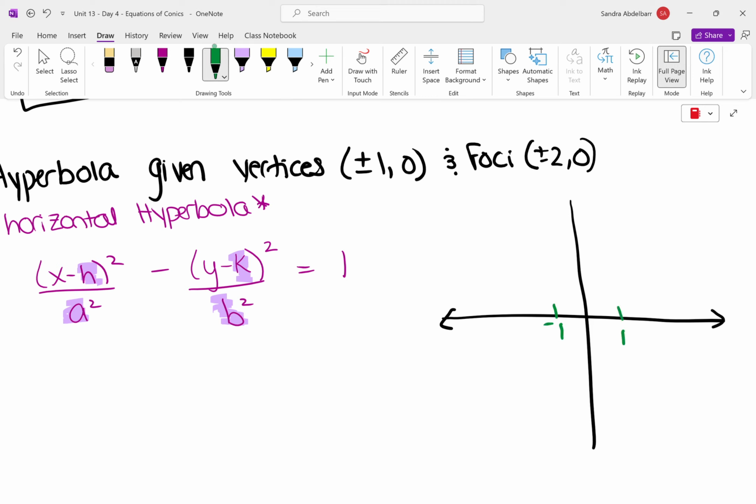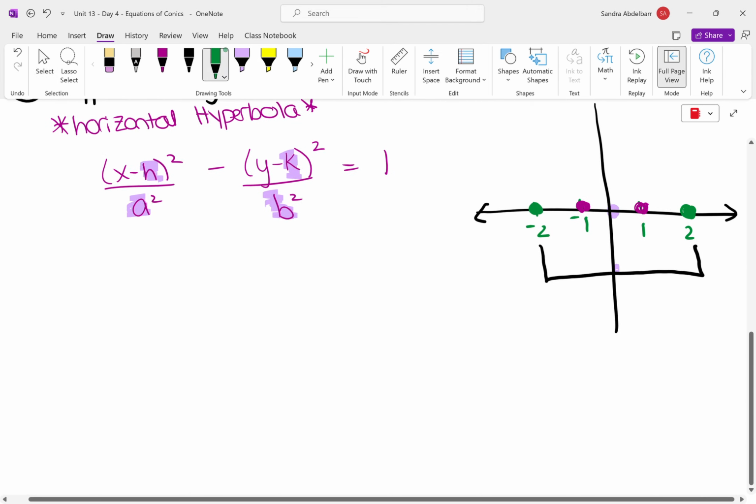They're telling us we're negative 1, 1, 2, negative 2. So our vertices are positive and negative 1. And our foci are negative 2, 0 and positive 2, 0. Now the center of our hyperbola is the midpoint between the foci. So if I'm going from negative 2 to positive 2, do we all agree that our midpoint is the origin? So our center is 0, 0.